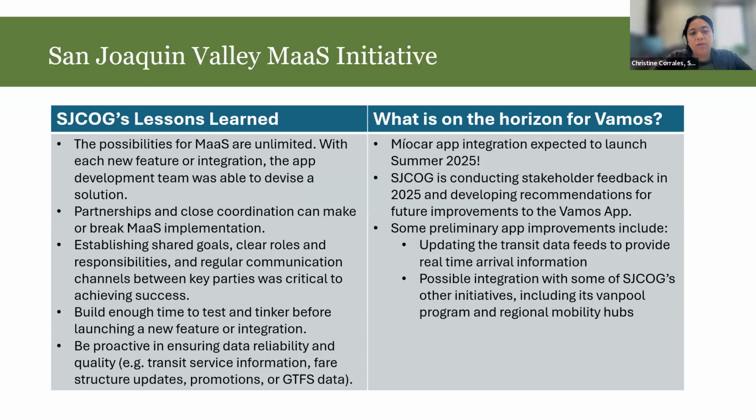Again, the MeoCar integration launch, hopefully in a few weeks. SJCOG is also considering stakeholder feedback this summer to develop additional recommendations for future improvements. But some preliminary app improvements that we do expect to pursue include updating the transit data feeds to provide real-time arrival info, and then possible integration with some of our other initiatives at SJCOG, like our van pool program and our mobility hubs program. And with that, I think that's all I have.